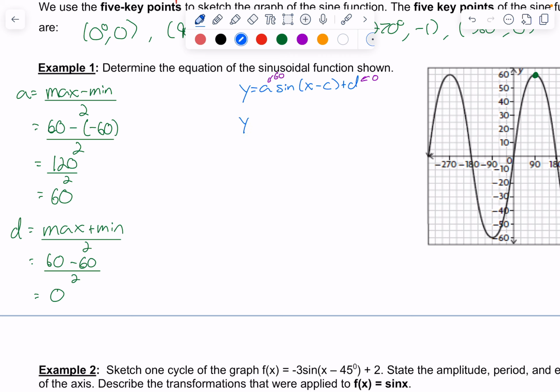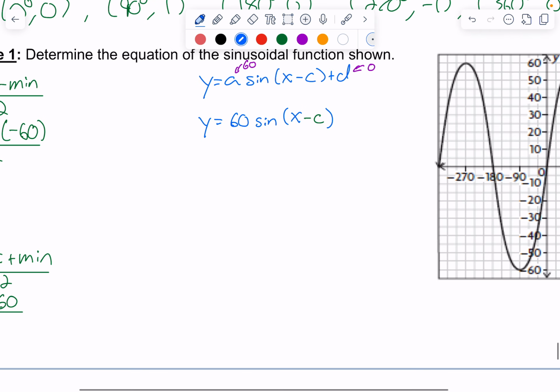This is 60 sine x. I'll put this in green, C, and then plus 0, so we don't have to write that. So we need that C value. So sub a point into the graph, because the only thing you won't have then is the C value, because you'll know X's and Y's by subbing a point.